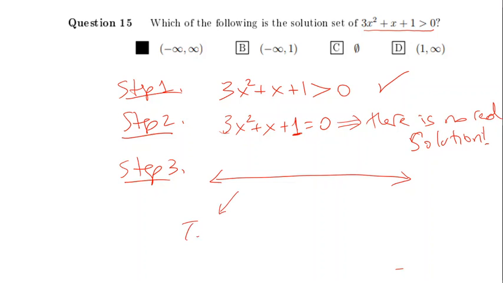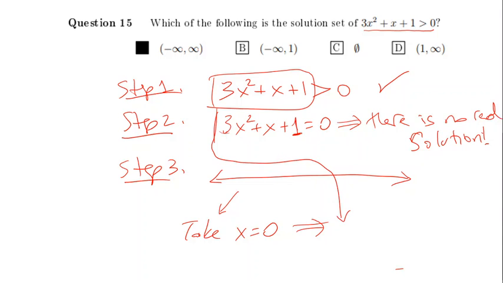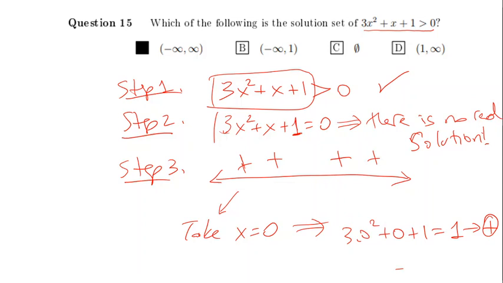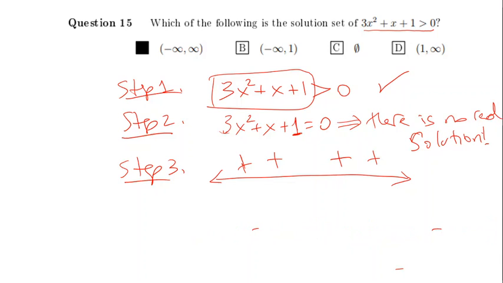We take any number here, take x equal to 0, and plug it in here. So it will be 3 times 0 squared plus 0 plus 1, equal to 1, which is plus. So in this case, you put plus everywhere. If there's no root, that means this is all positive or all negative. You just have to take one value and see if it's all positive or all negative.